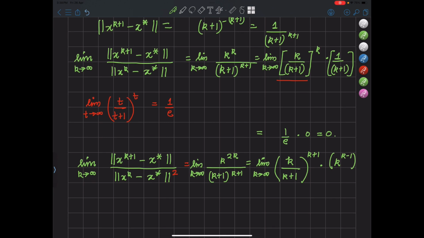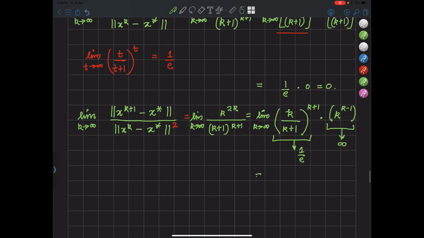So we can again use the same result. This again goes to 1 upon e, and you can see this goes to infinity because k is in the numerator and k and its power both go to infinity, so this goes to infinity, which means the second order result that we saw goes to infinity, which means this xk shows superlinear convergence. It's not quadratic, it's neither linear, so it's superlinear convergence.